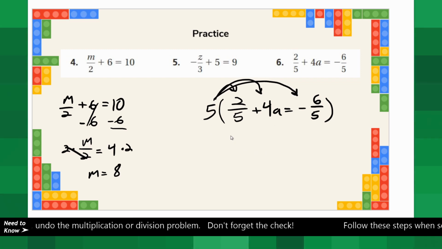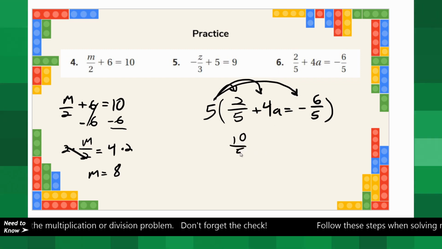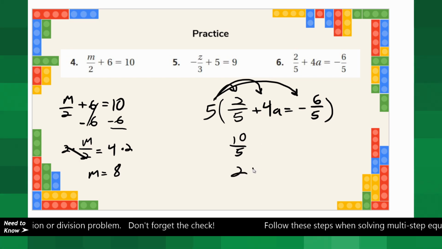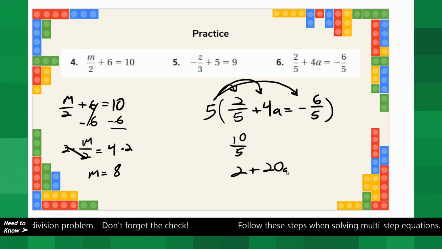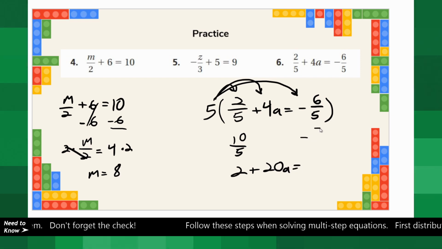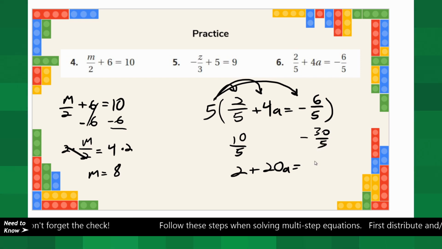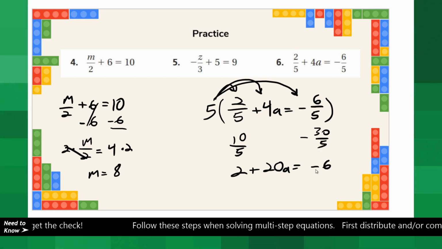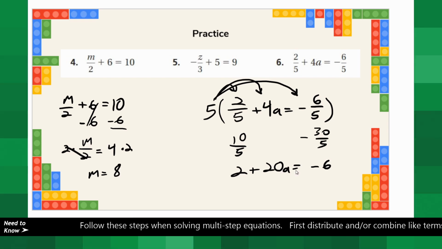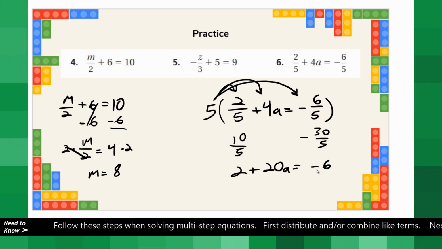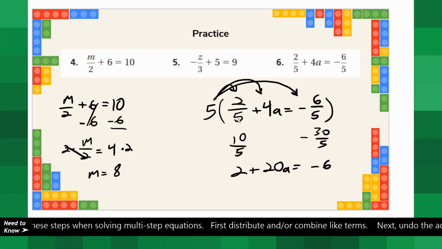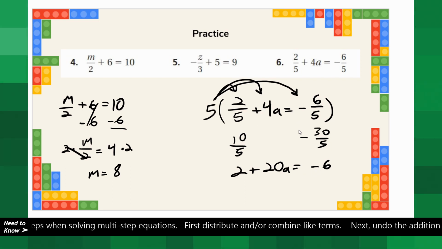Well, 5 times 2/5, that's 10/5, which is the same as 2. 5 times 4a is 20a, so that's going to turn into a 20a. And 5 times negative 6/5, that's going to be negative 30/5, which is a negative 6. So now I've turned this problem into 2 plus 20a equals negative 6. And that's going to be an easier problem to solve than my original one of 2/5 plus 4a equals negative 6/5.